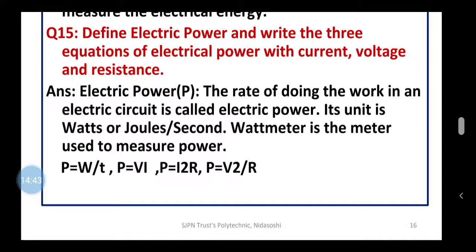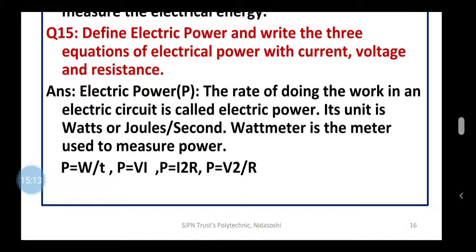Define electric power and write the 3 equations of electrical power with current, voltage and resistance. As I have explained in the previous question, the rate of doing work in an electric circuit is called electric power. Its unit is watts or joules per second. Wattmeter is the meter that is used to measure the power. The three equations are written in terms of voltage, current and resistance.